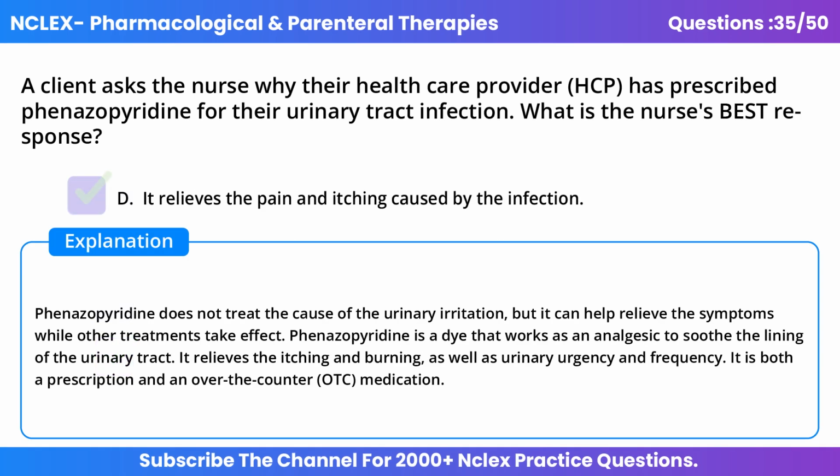Phenazopyridine does not treat the cause of the urinary irritation, but it can help relieve the symptoms while other treatments take effect. Phenazopyridine is a dye that works as an analgesic to soothe the lining of the urinary tract. It relieves the itching and burning, as well as urinary urgency and frequency. It is both a prescription and an over-the-counter, OTC, medication.